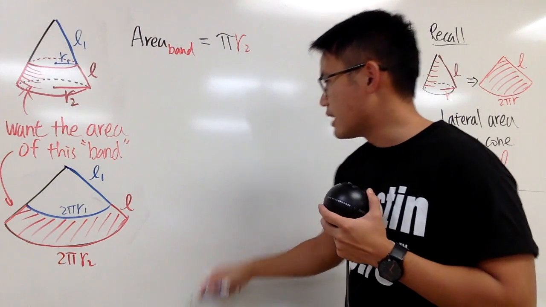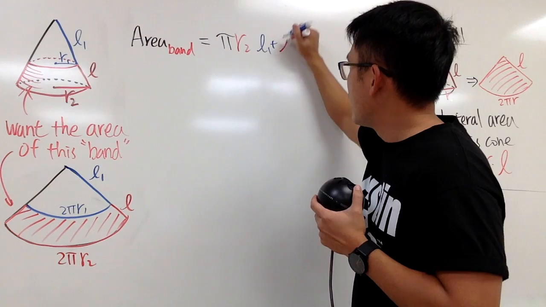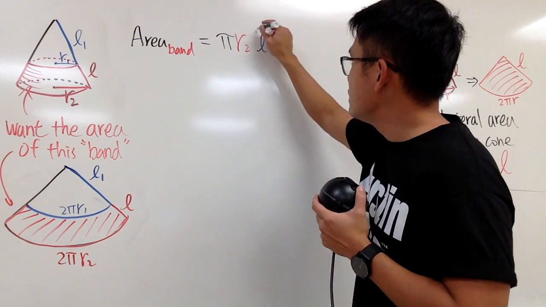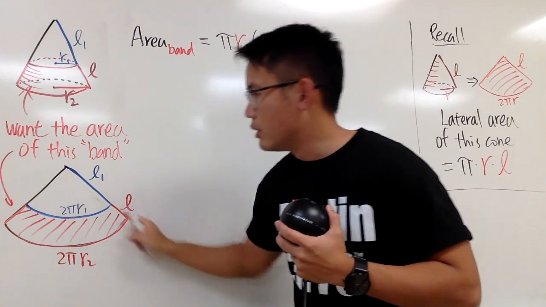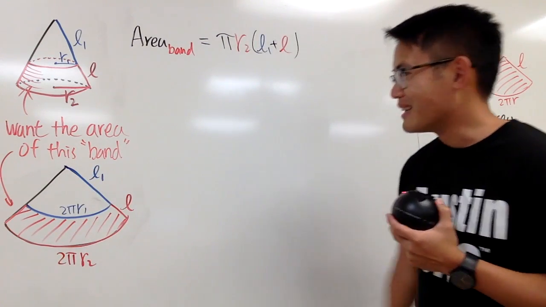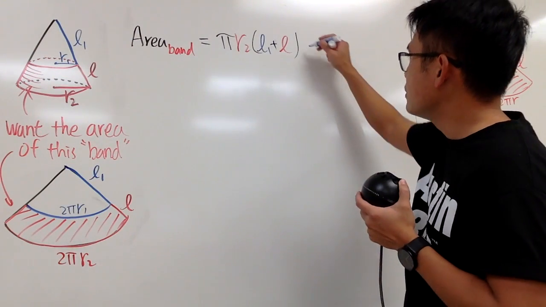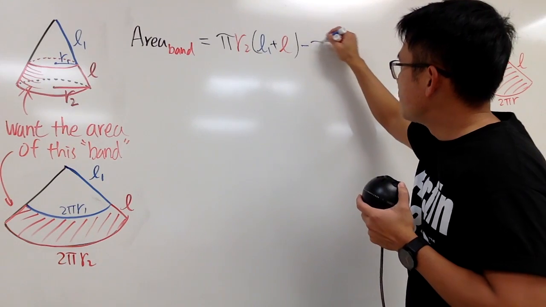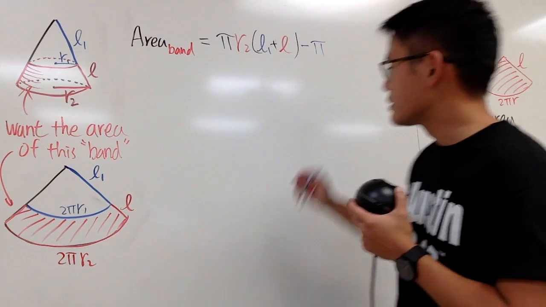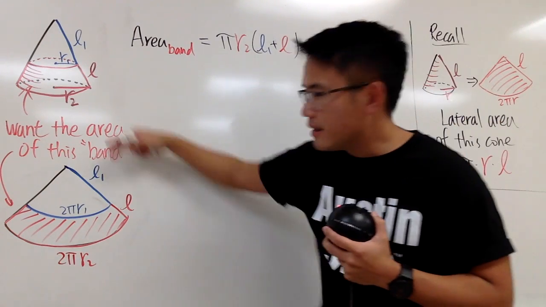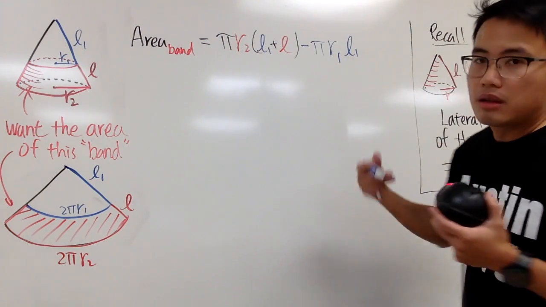And let me just write this down right here. L1 plus L, like that. And of course, we have to put that in the parentheses, like this. And that's the whole area. And now we just want to subtract this right here. And everything is in blue, so I'll just write it down in blue. I will have to minus, pi is still pi, and the radius right here, which is R1, just care about the radius, and the standard height, which is L1. So that's pretty much it.